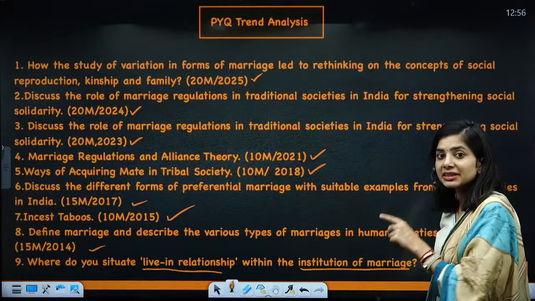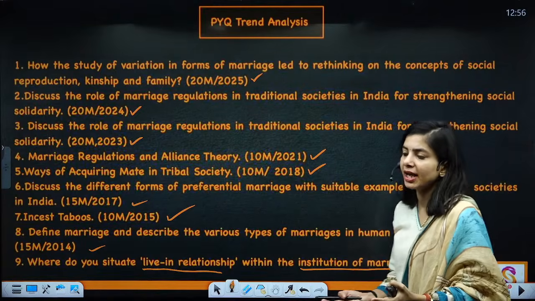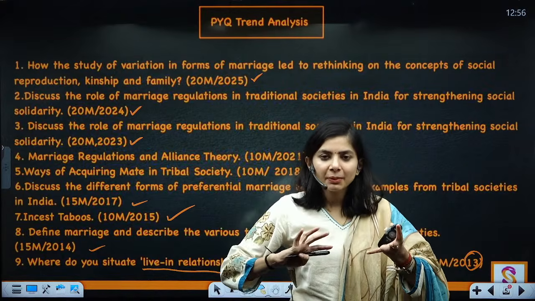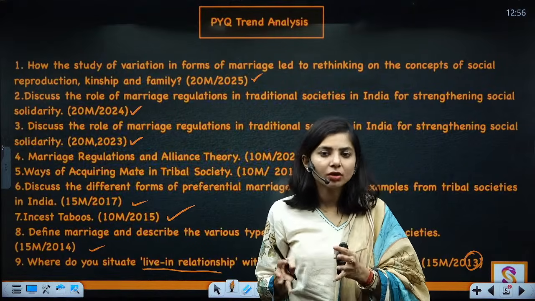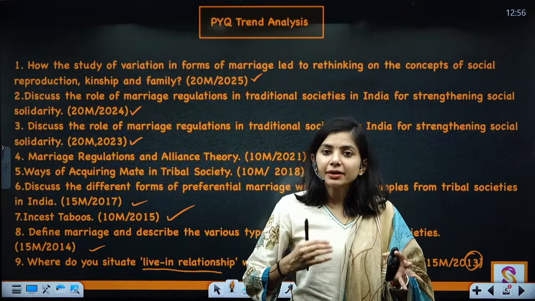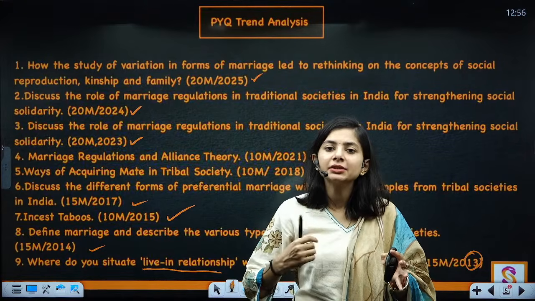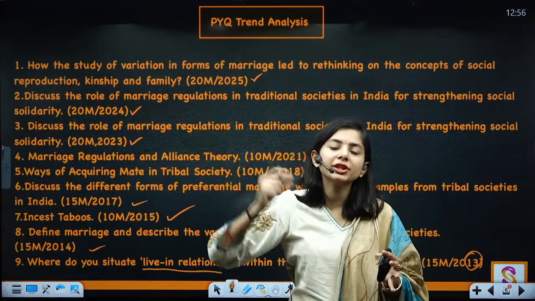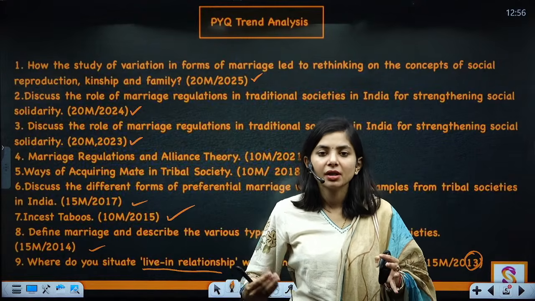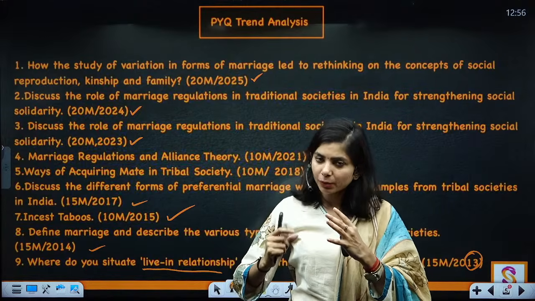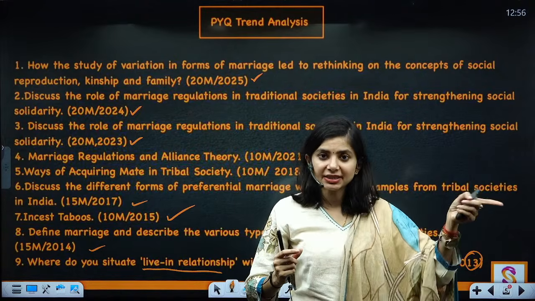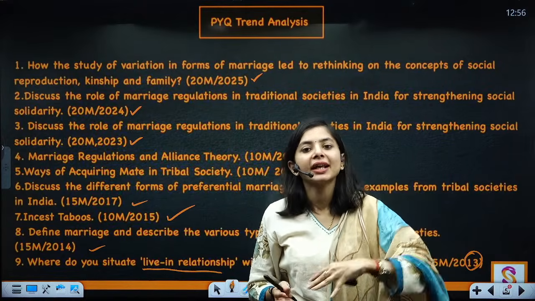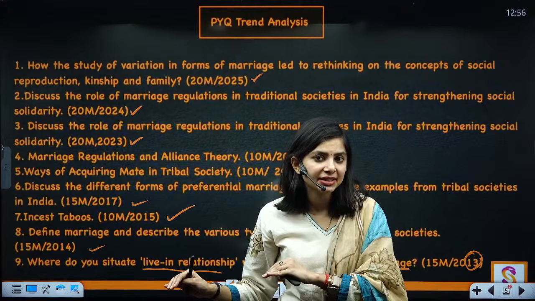Again, this is the thing I want to stress: anthropology is a kind of mixed subject. It is dynamic also, it is static also, but moreover it is a static subject. UPSC is not going to ask you specifically by taking something from the news and asking you to tell about it. They will take the topic from current affairs but relate it with the static. So you have to be very conversant about the static, and you need to write it in the same way.